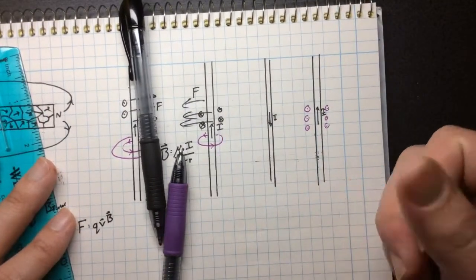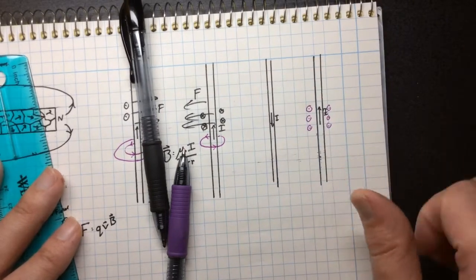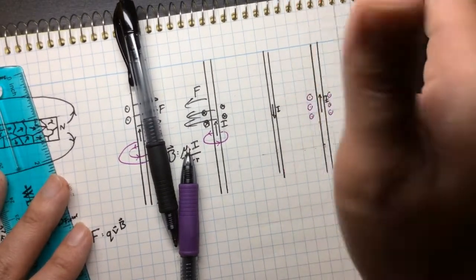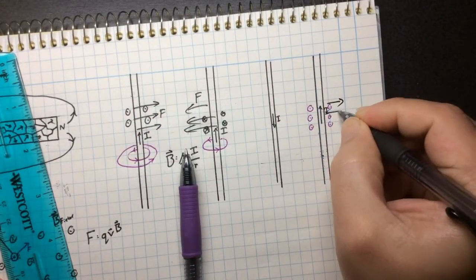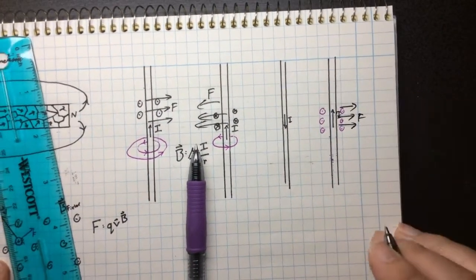And look, if we do our other right hand rule, the open one, my charges are going up. My hand's going to break. My field's going towards you, and my force is going to the right. And so the force would be going to the right.